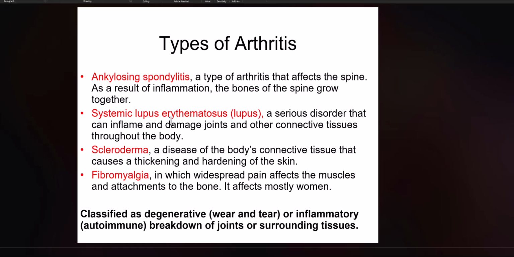Lupus, or SLE, systemic lupus erythematosus. This is a connective tissue autoimmune disease where the joints are also damaged. You may have heard of scleroderma. Scleroderma is a disease that attacks the connective tissues, also leads to a thickening and inflammatory response of the joints. And fibromyalgia also affects the muscles, but also the joints. And we see lupus, scleroderma, and fibromyalgia also more common in women. So again, women unfortunately bear a greater percentage of individuals with arthritic changes.